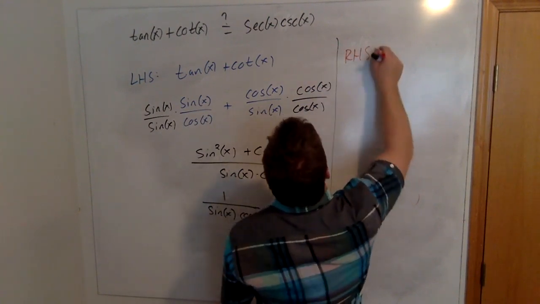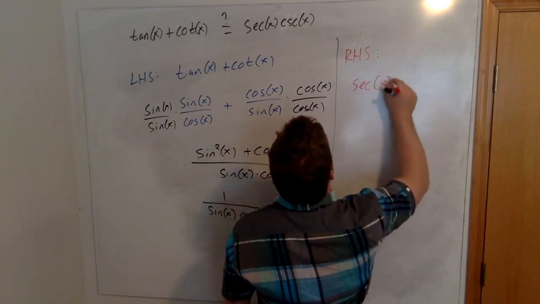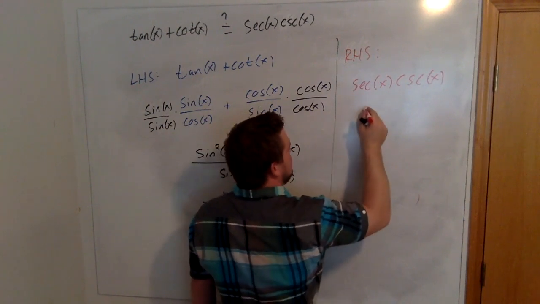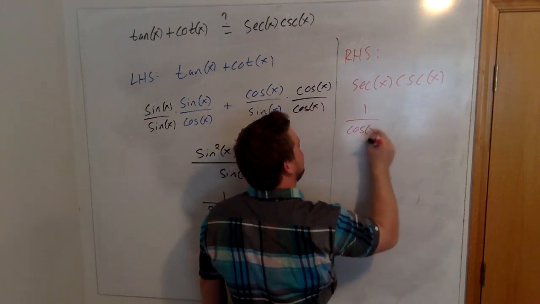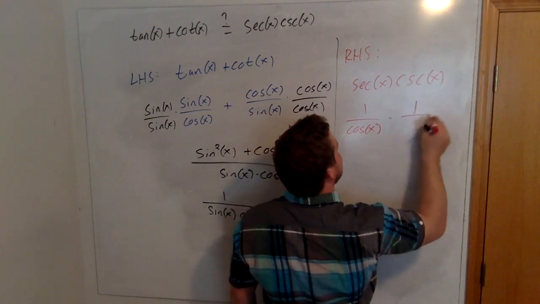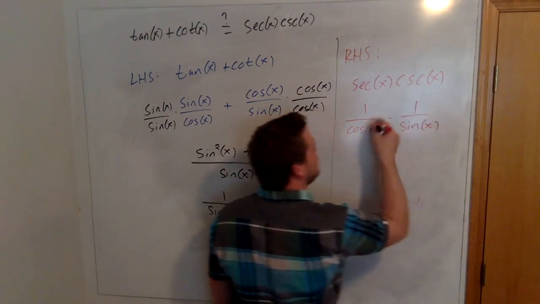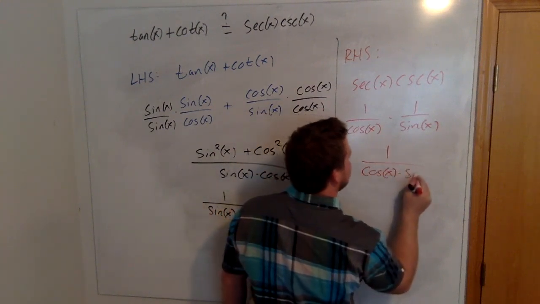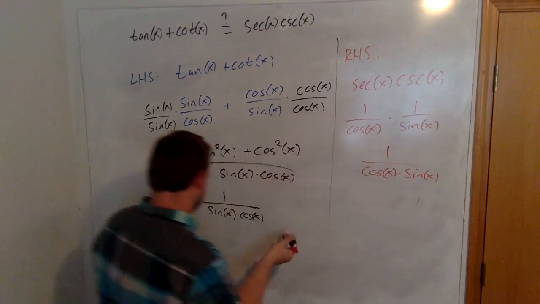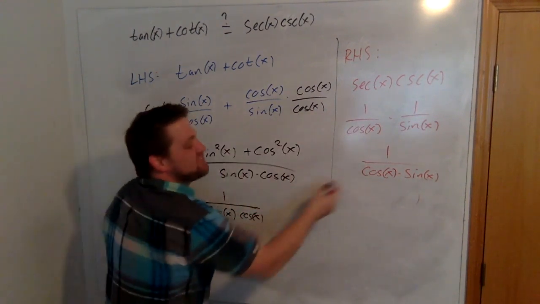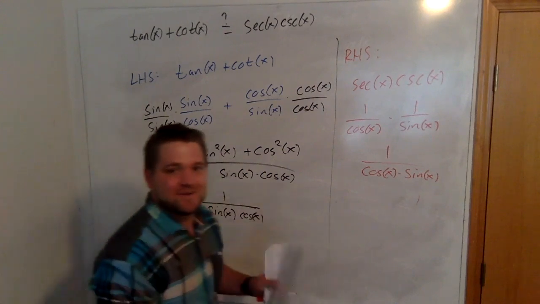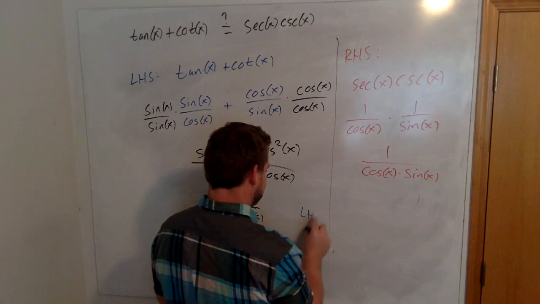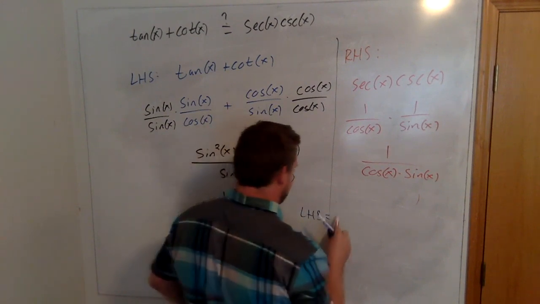Well, the right-hand side, we have a secant of x times a cosecant of x. Secant of x is the same thing as 1 over cosine of x, and cosecant is the same thing as 1 over sine of x. When these multiply, you're just going to get a 1 over cosine of x times sine of x, which is equivalent. They both simplify to the same thing. So we're done here. We have that the left-hand side is equal to the right-hand side.